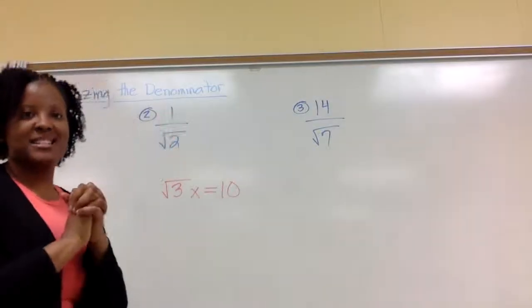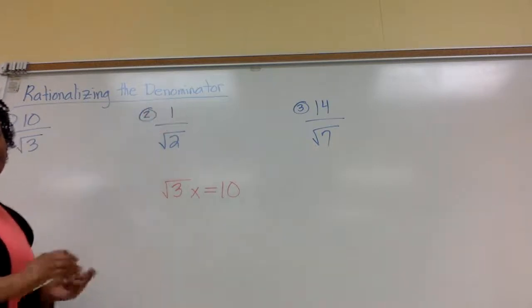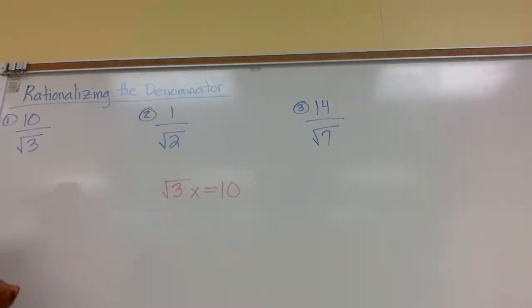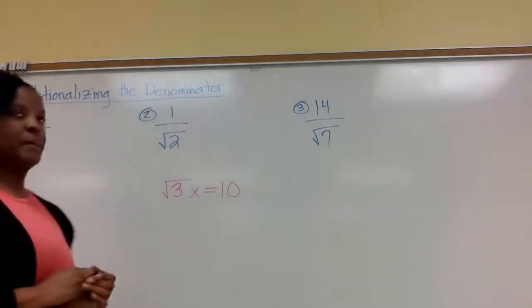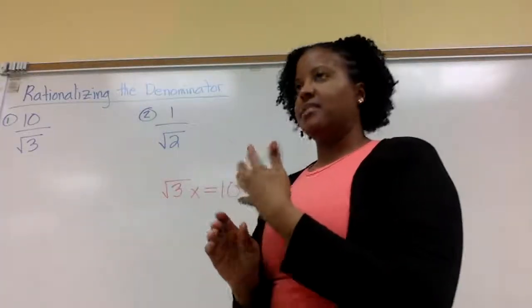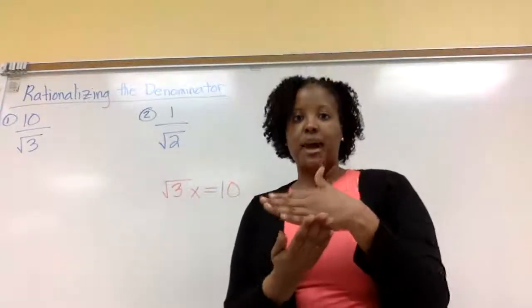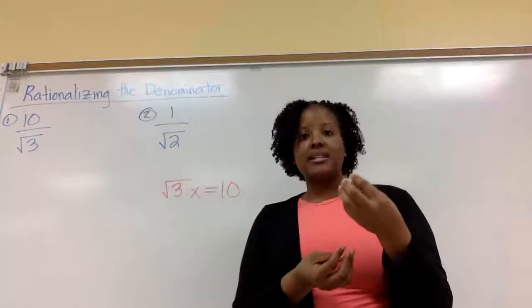Today we're going to take a look at rationalizing the denominator. That's going to be our goal today, rationalizing the denominator. What that means is in the bottom of your fraction, you can't have a square root, you can't have a negative exponent. We want the number in the bottom of our square root to be positive exponent.